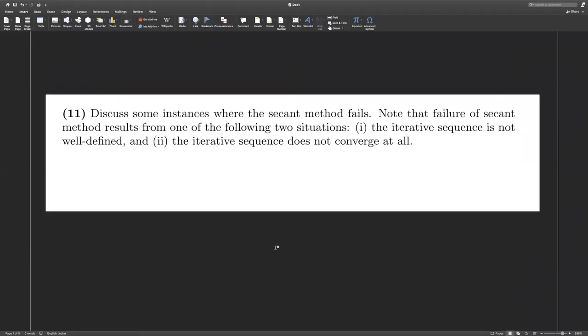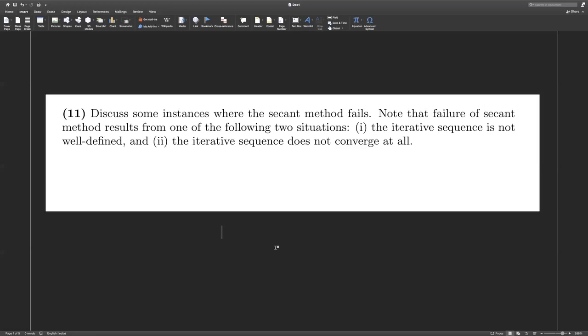Next, let us take up problem number 11. The problem asks us to discuss some instance where the secant method fails. If you recall, there are 2 instances where the secant method can fail. One instance is when f of xn is equal to f of xn minus 1, then the secant method iteration xn plus 1 will become infinity. In that way, we can say that the iteration sequence is not well defined.